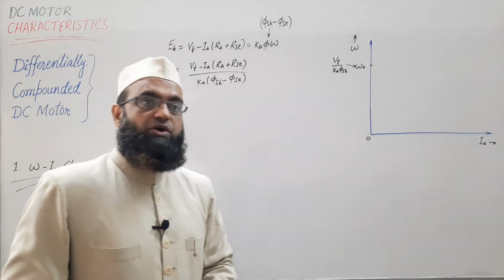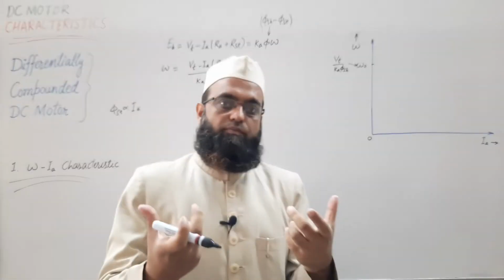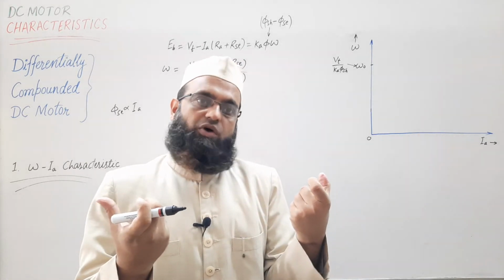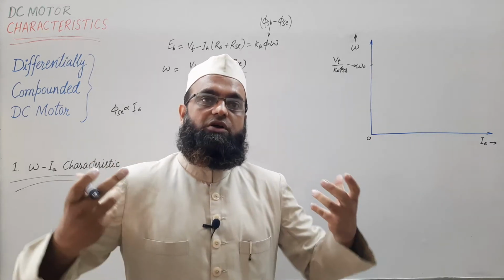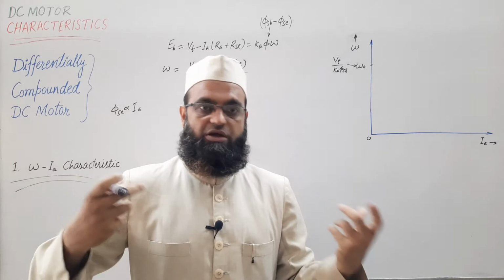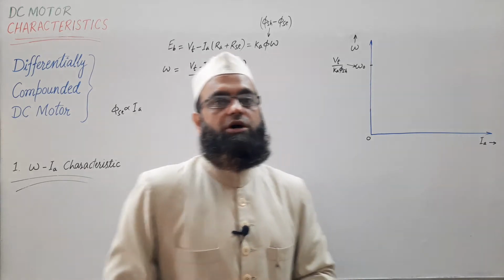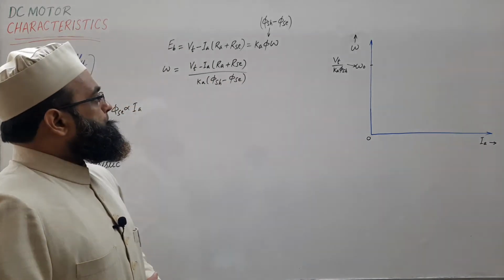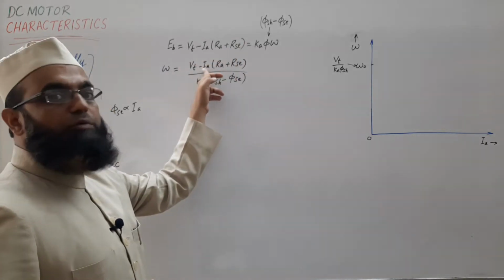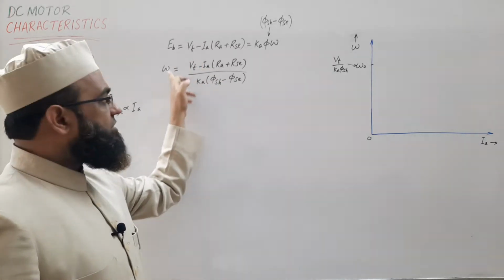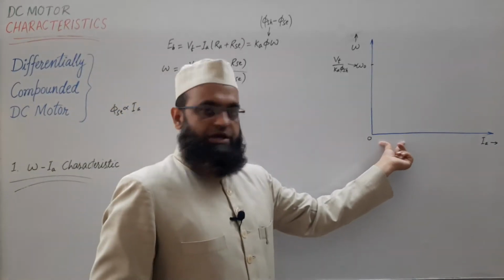It depends which one is going to dominate. If two people are pulling a single person, what will be the movement of that person? It depends on which of the two pullings is dominating. If one person is dominating, then that effect will be observed on the person being pulled. Similarly, on the speed, the impact of Ia on the numerator is decreasing, the impact of Ia on the denominator is increasing.